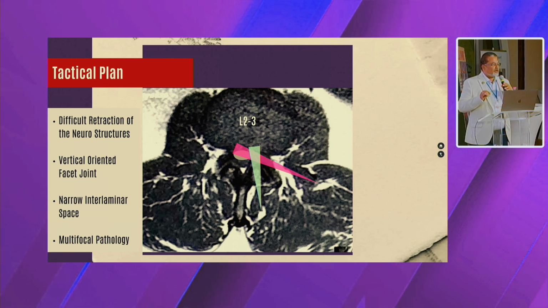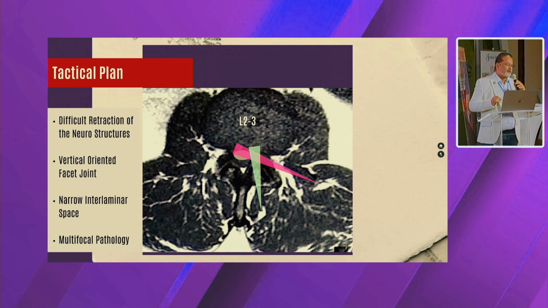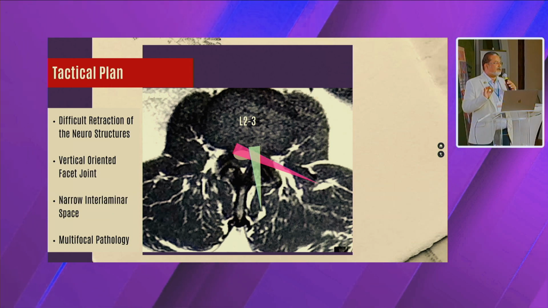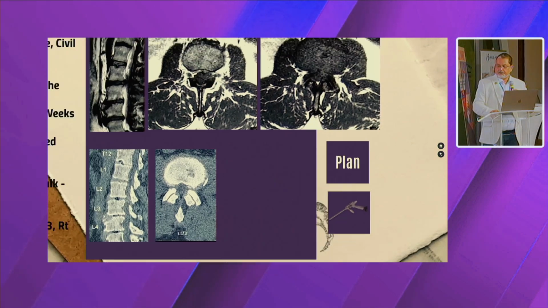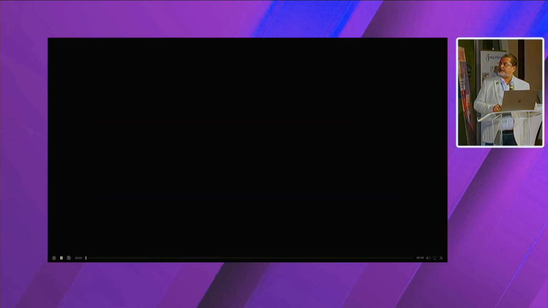Now, the important thing for me is to understand what is the end point of my surgery. The end point of the surgery is visualization of the ventral thecal sac. If you are able to see the ventral dura, that is the end of the surgery. So we'll just see a small clip of the surgery, how it was done.